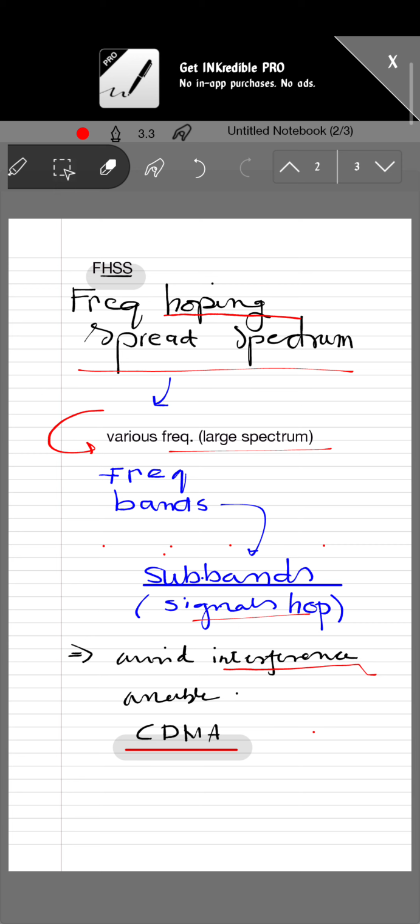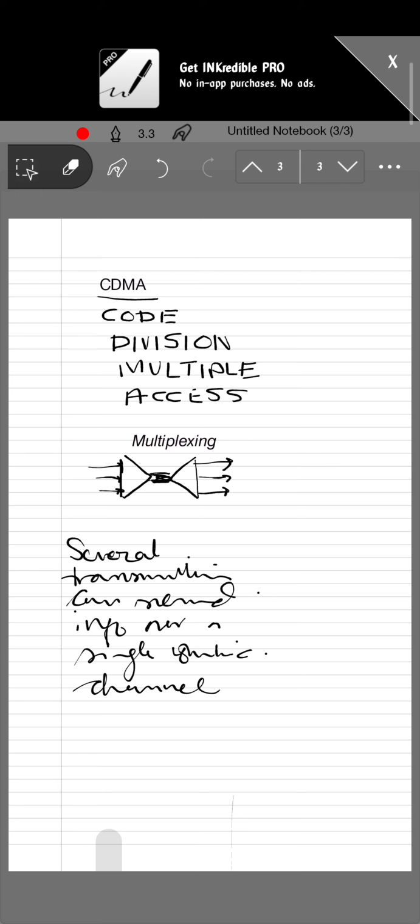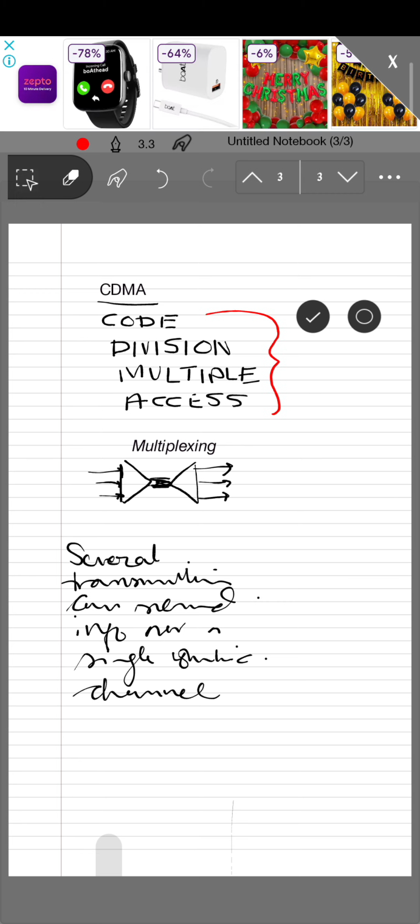And this FHSS system also enables something called CDMA, which I am sure you have already heard about, or at least heard the abbreviation. CDMA stands for Code Division Multiple Access. It is actually a process of multiplexing. Multiplexing means that several transmissions can be sent through a single channel.